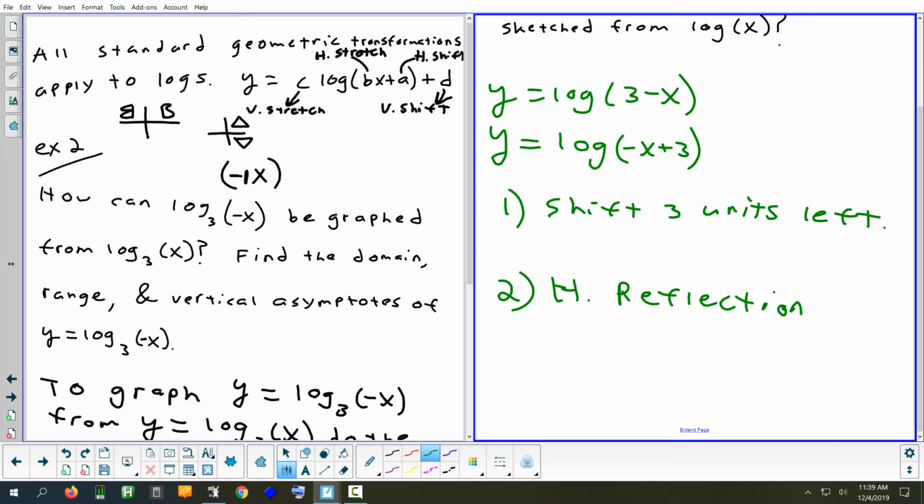As long as you tell me how much and which way, you're good. If you just said shift 3 units, that's not enough. If you said also shift left, that's not enough either. Direction, how much? Remember, plus always goes left, minus always goes right. For vertical, positive is up, negative is down. Vertical is normal.